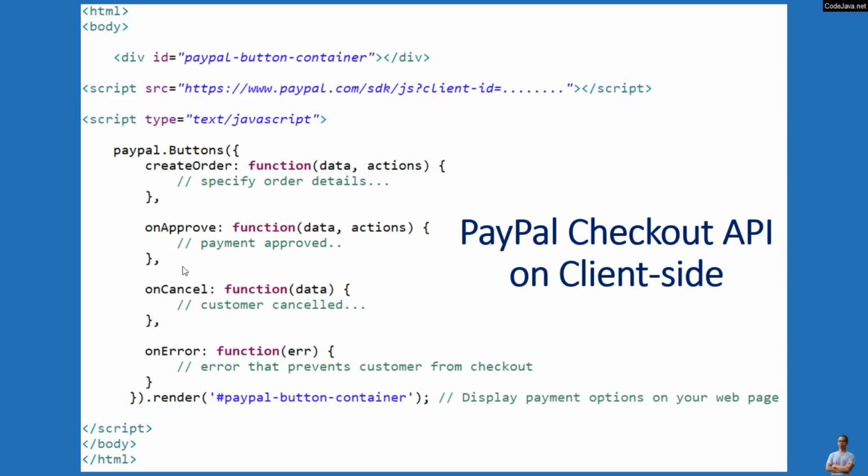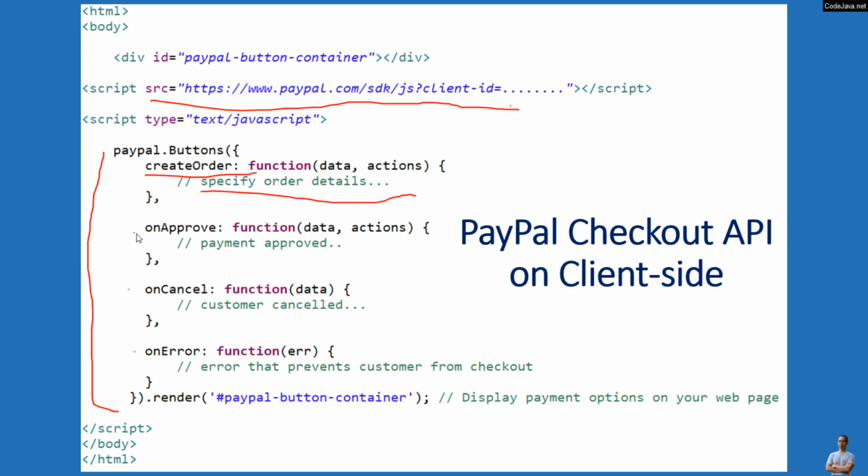So in the checkout page, we need to write some code like this. Firstly, we need to load the PayPal JavaScript SDK, passing the client ID code, and then we need to write some JavaScript code to set up PayPal buttons like this. Specify the order details, customer details, transaction details in the create order function. And we can also handle some callback functions such as onApprove, onCancel, onError.